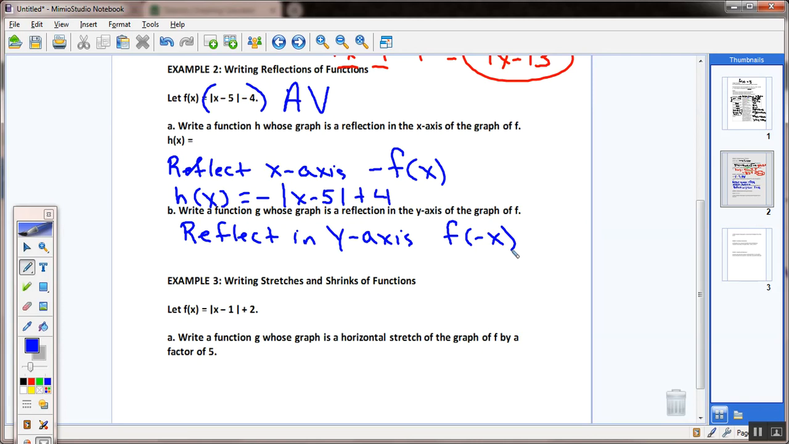So anybody want to take a shot at writing g of x for me? Anybody want to take a shot? Would it be absolute value x minus 5 in parentheses 4? You're pretty close. Anybody want to help or add one little piece of information? Would it be negative 4? Not quite. Well, the minus 4 is okay, yes.